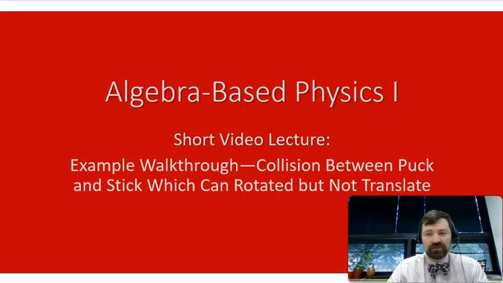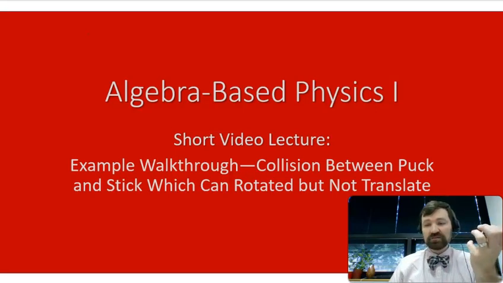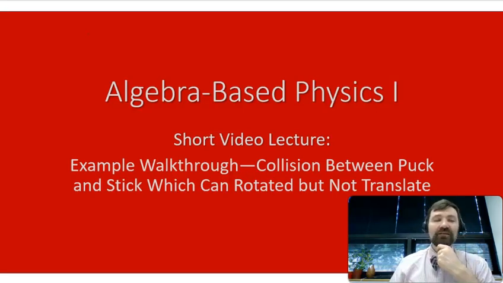In today's video I'm going to be doing a walkthrough example of a collision between a moving object like a disc or a puck and a stick, which will catch the object such that the stick can rotate but not translate. So the criterion that we have here is that I have a stick which has maybe a peg that it can rotate about, but that keeps it from sliding.